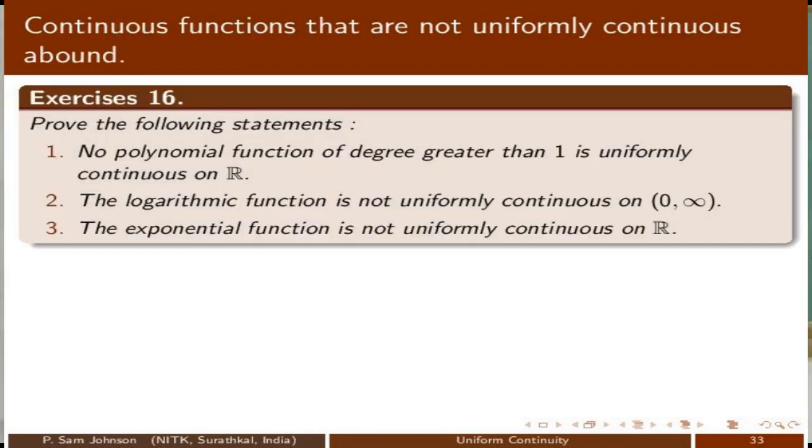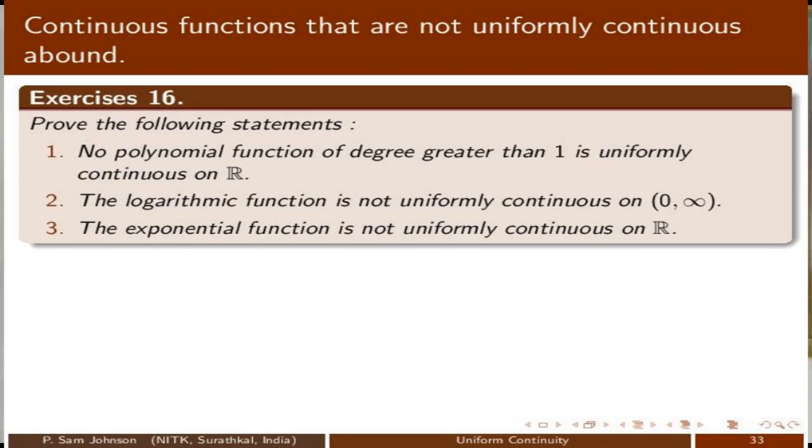And next, you can find an exercise. We have seen an example in the beginning of the lecture, which is 3x plus 1. We proved that that function is uniformly continuous on the entire real line R. But what about polynomials of higher degree, greater than 1? They cannot be uniformly continuous on the entire real line. Similarly, the logarithmic function is not uniformly continuous on its full domain. Similarly, the exponential function is not uniformly continuous on R.